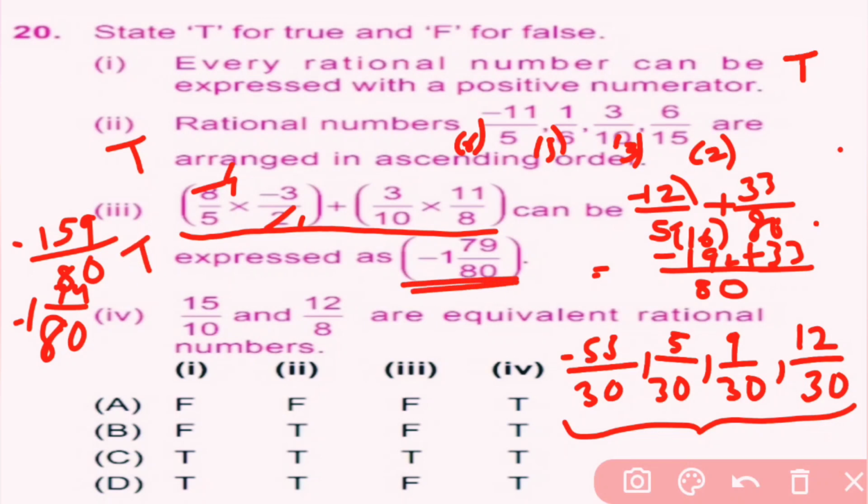Option 4. 15 by 10 and 12 by 8 are equivalent rational numbers. So here 5 2s are 10 and 5 3s are 15. So 3 by 2. And 4 2s are 8 and 4 3s are 12. So 3 by 2. So they both are equivalent rational numbers. So this statement is also true. So all statements are true. So here C is the correct answer.